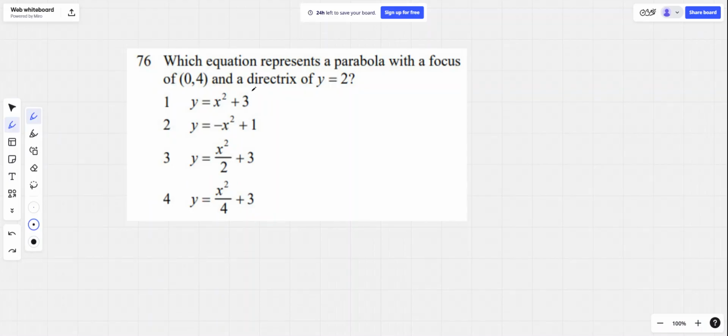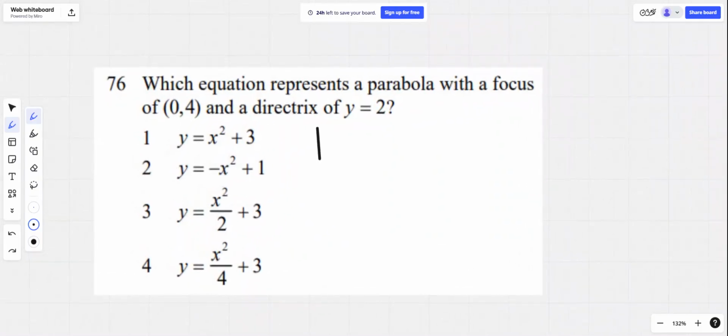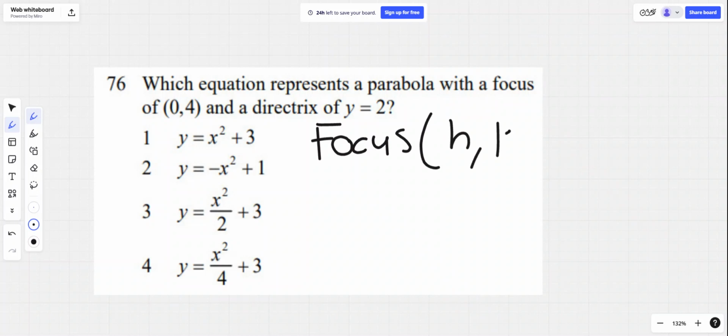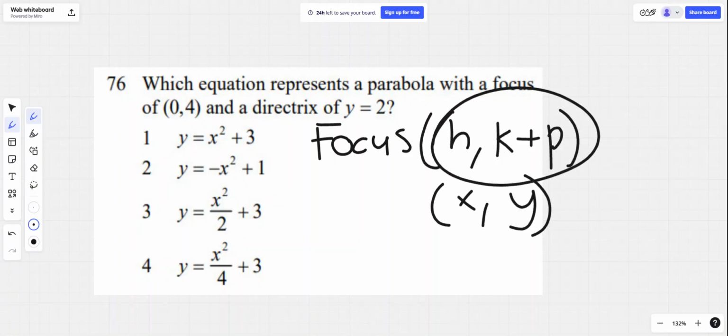Focus on Directrix. Question 76. Which equation represents a parabola with a focus of (0, 4) and a directrix of y equals 2? So, to keep this in mind, the focus is (h, k plus p), where of course this is x, y, but more importantly, h, k plus p.